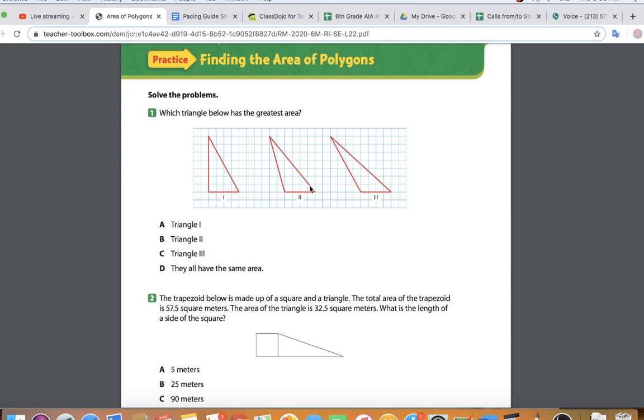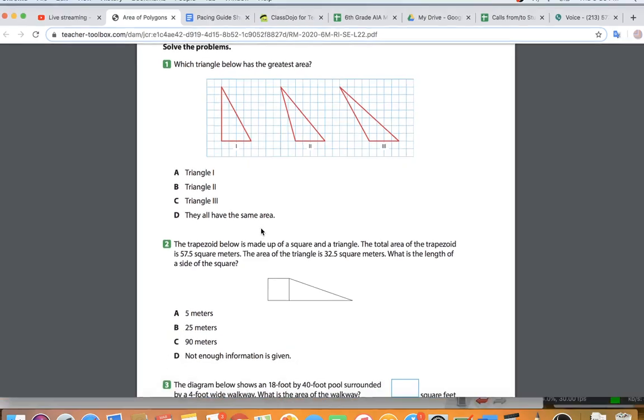They all have the same base. They all have the same height. That means they all should have the same area. Now, I want to look at number 2 and number 3.